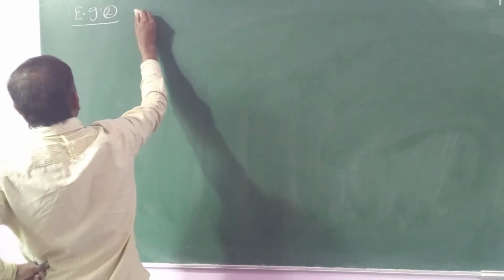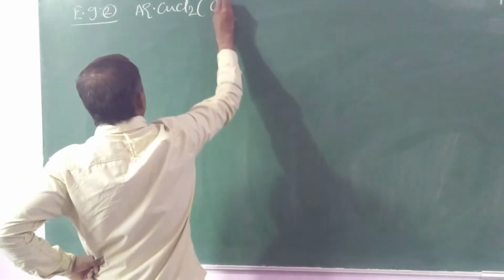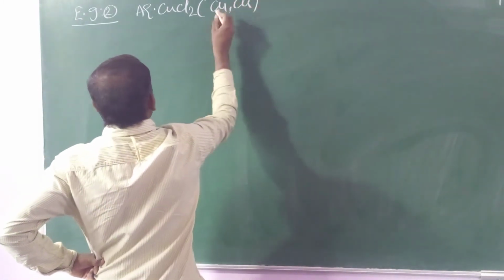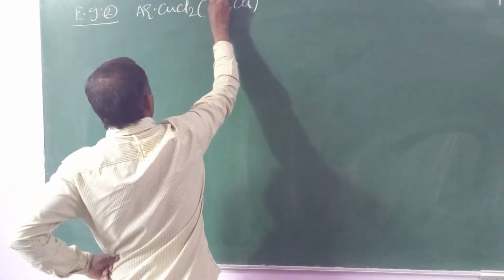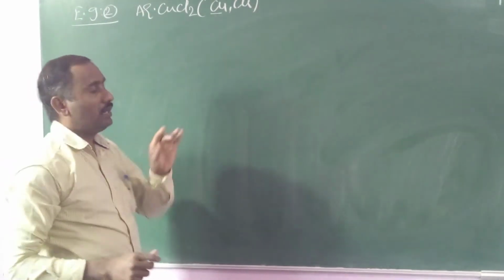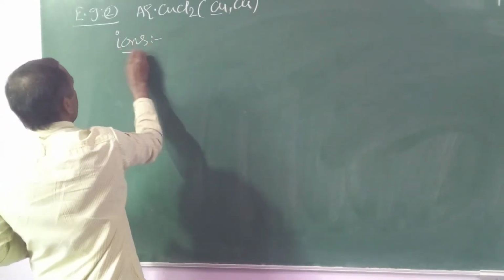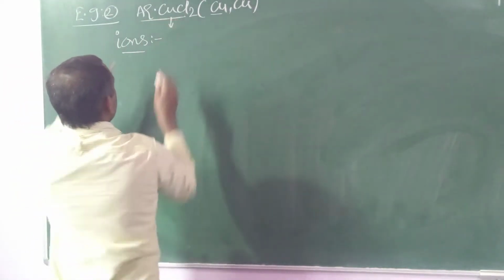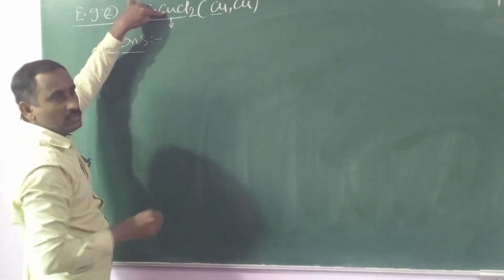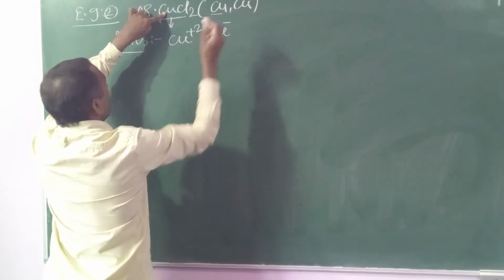Example 2: aqueous CuCl2 with copper electrodes. So copper means one acts as anode, another acts as cathode. First of all, we have to write down the ions. What are the possible ions we have to write down? In aqueous CuCl2, whenever current is passed, CuCl2 dissociates as Cu plus 2 and Cl minus.